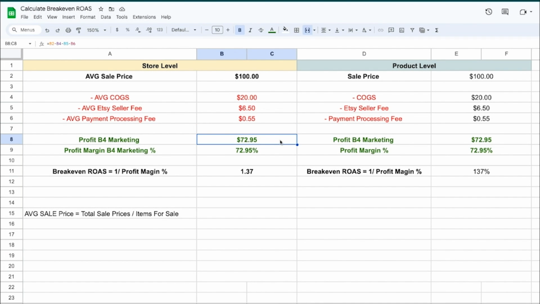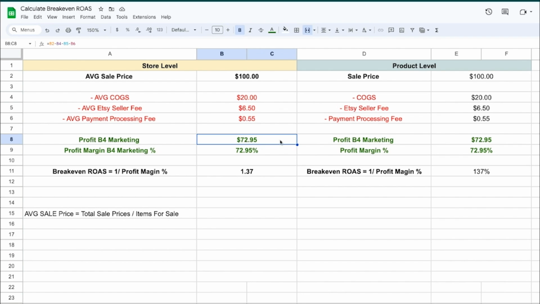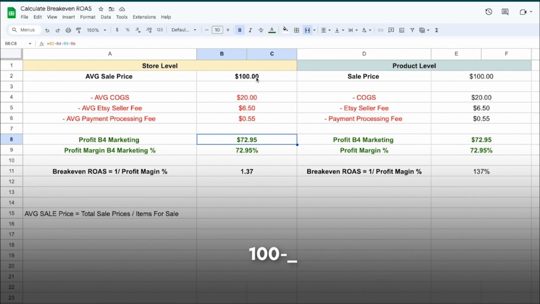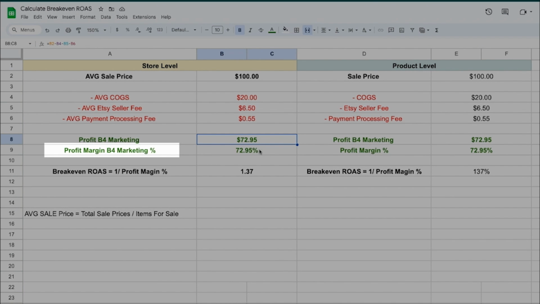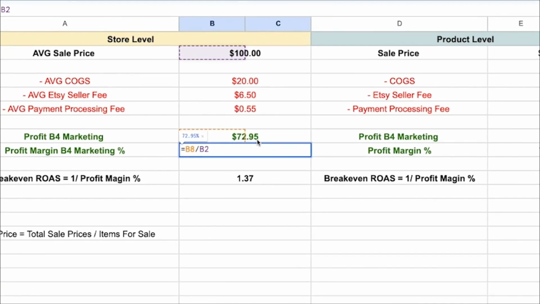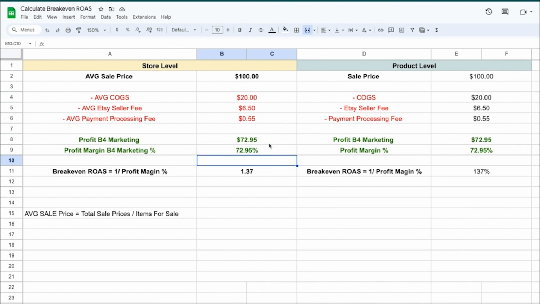Now, because we have all of those metrics, we can calculate our profit before marketing, which is another huge variable expense. We don't know that, but we don't want to know that because it doesn't factor into calculating this. So we're going to take 100 less 20 less 6.50 less 5.55. We're left with $72.95. Now that's going to yield something called our profit margin before marketing. That is our profit before marketing divided by our average sale price, which is obviously that 72.95%.